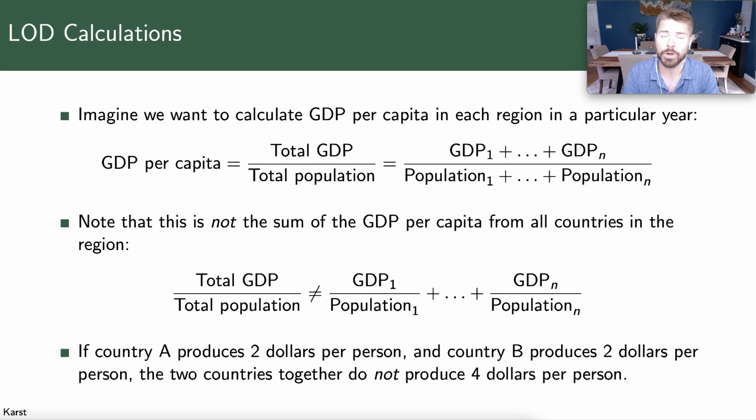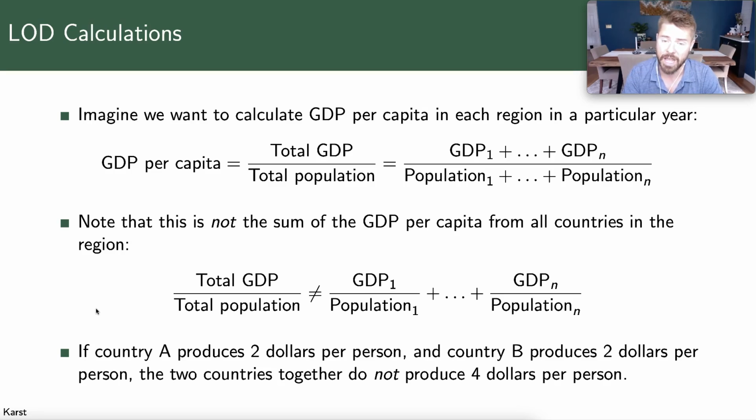So imagine we wanted to look at the GDP per capita for a region, not just a country, but a region. The right way to think about that is the total economic output of that region, the sum of all the GDPs of the individual countries, divided by the sum of all the populations. So this really is the total economic output per population total. And so this is the sum of the GDPs divided by the sum of the populations. Notice that this is not the same as summing the individual GDPs per capita.